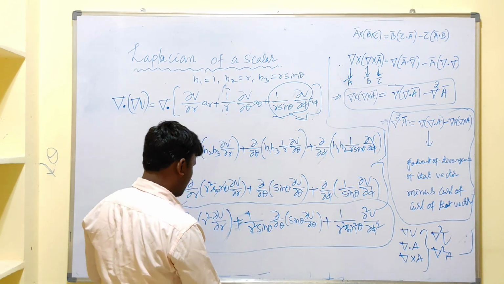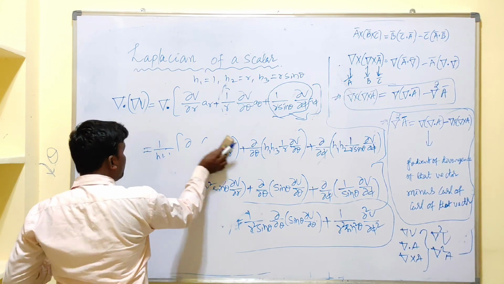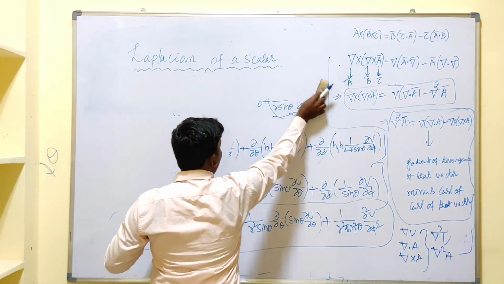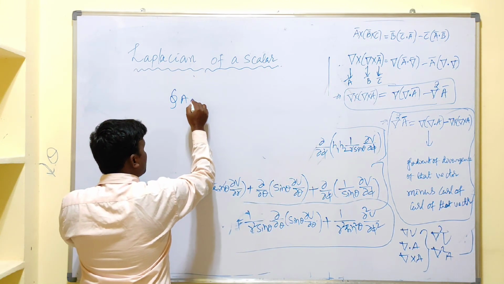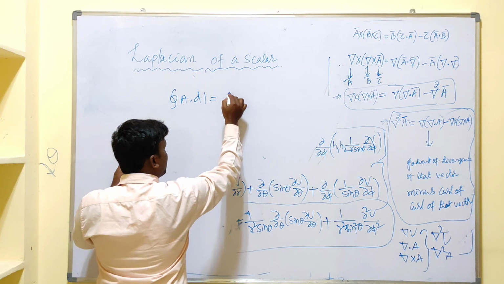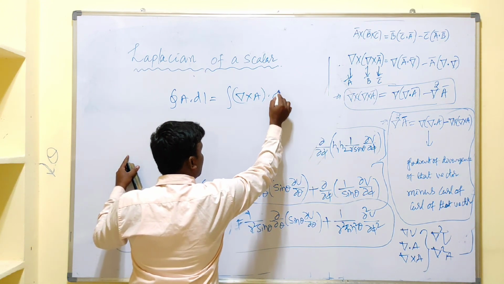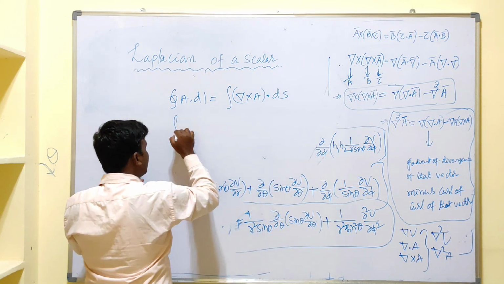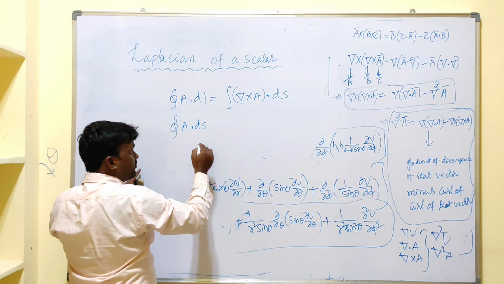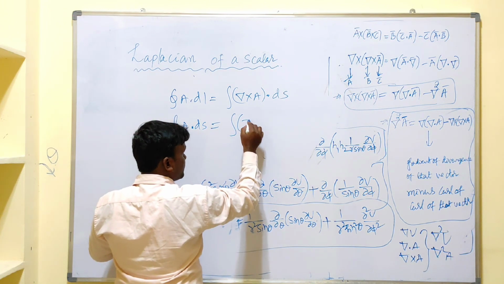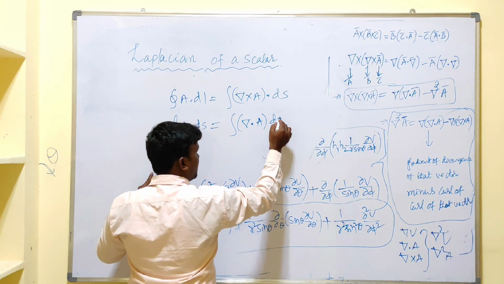In addition to that, we have two important theorems. One theorem is Stokes theorem. Stokes theorem is used to convert a closed line integral into a surface integral, like this, that is del cross A dot dS. Another theorem is the divergence theorem. The divergence theorem is used to convert a closed surface integral into a volume integral, like this.